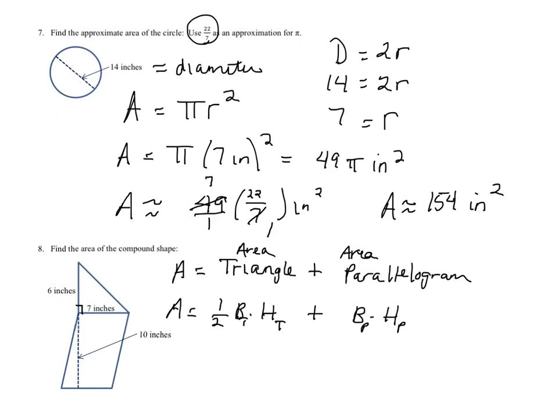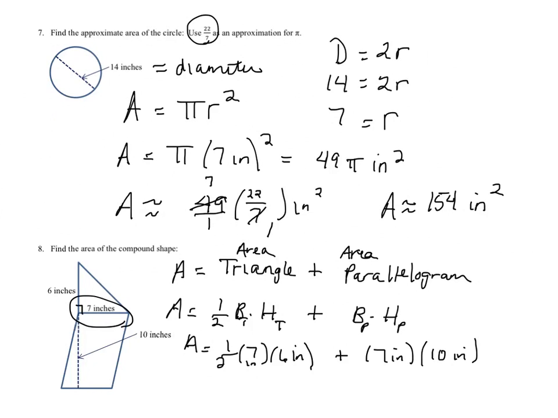Now we can say that the area is equal to, base of the triangle is 7 inches. The height of the triangle is 6 inches. The base of the parallelogram is the same as the base of the triangle, which is 7 inches. And the height of the parallelogram is 10 inches. They give you that. So now let's do just a little bit of computing. 7 times 6 is 42. Half of 42 is 21 inches squared. 7 times 10 is 70 inches squared. And when I add them together, I will get 91 inches squared.